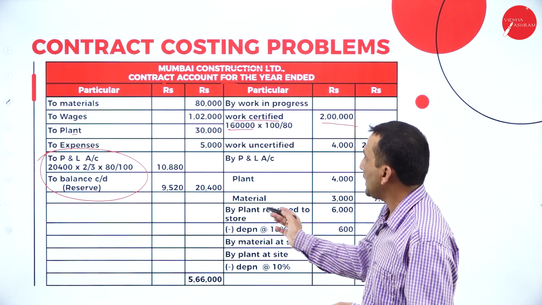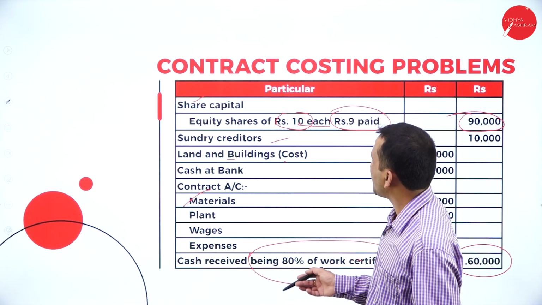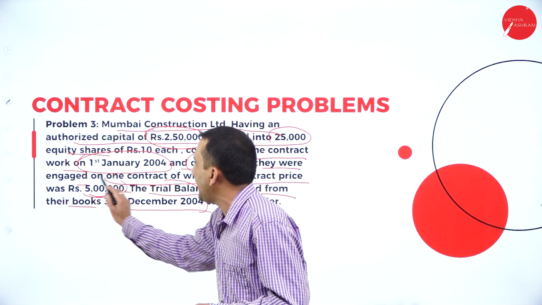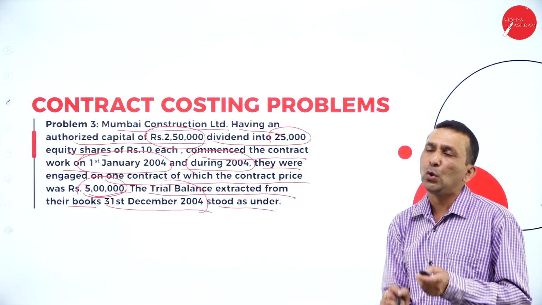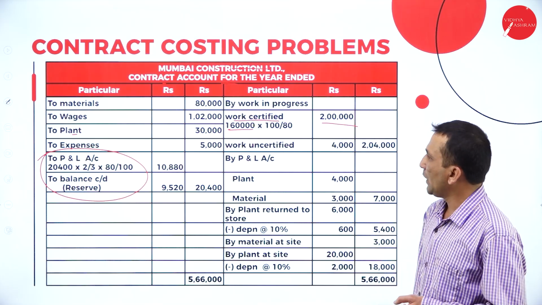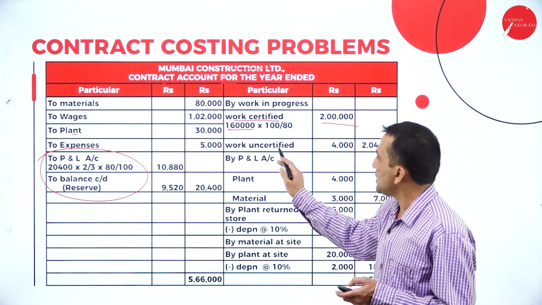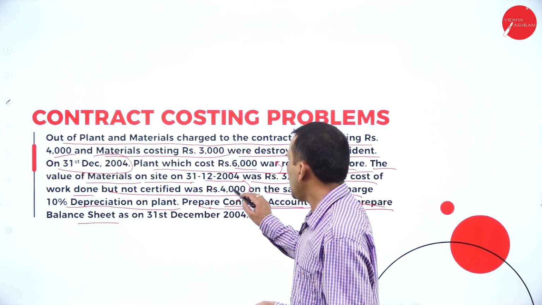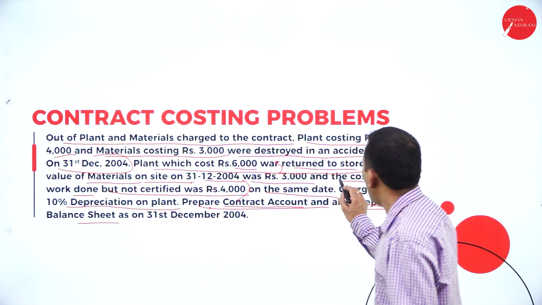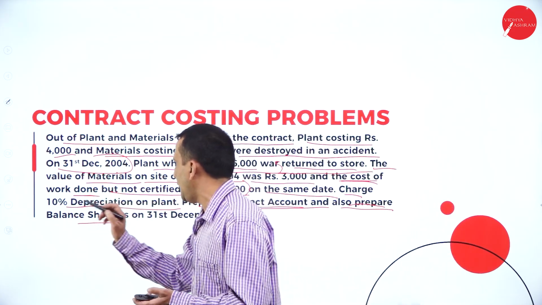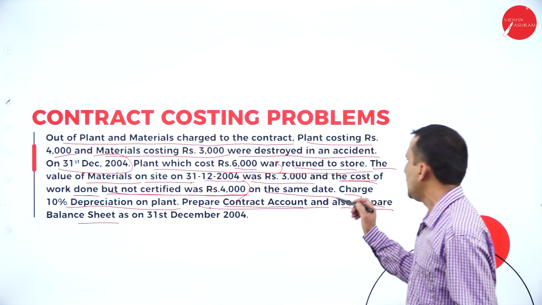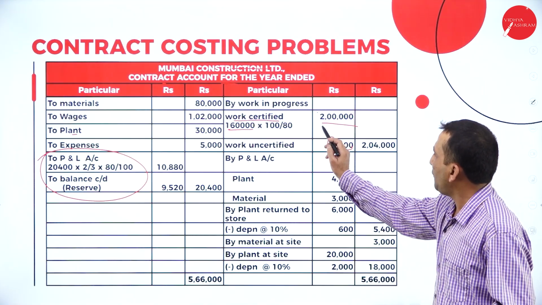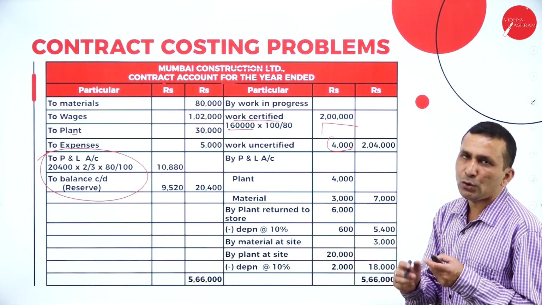Now there is a contract price. How much is given in the question? The contract price is 5 lakhs. Now work certified is 2 lakhs. Next, uncertified work, which is not certified, because in the question they clearly specified the cost of the work already done but not certified, 4,000 on the same date. So we need to show 4,000 here. Total work certified and uncertified together, if you take the total, is 2,04,000.